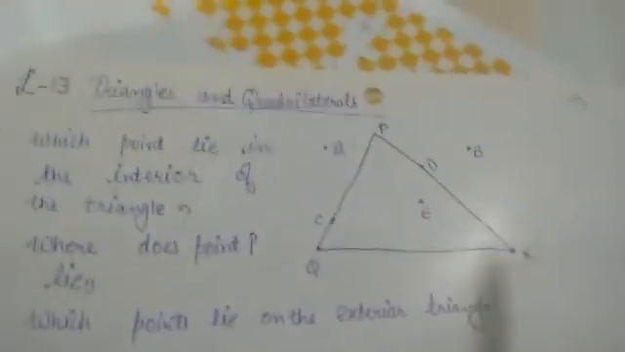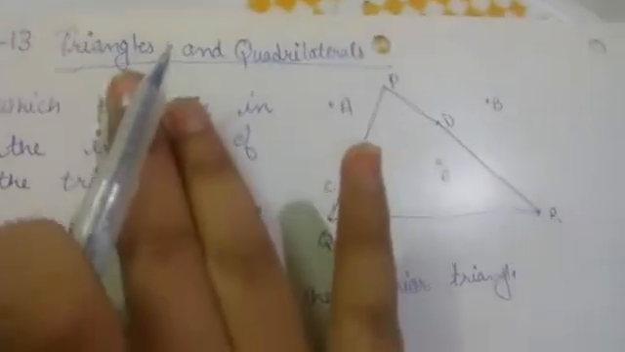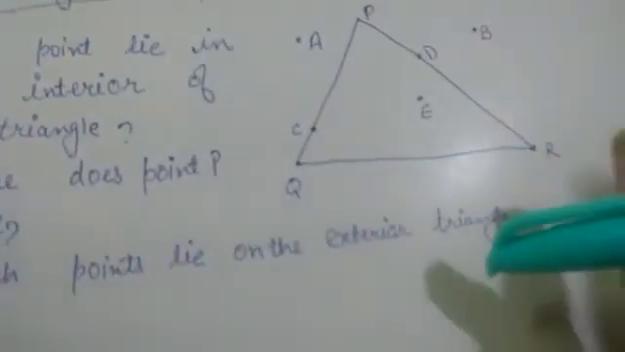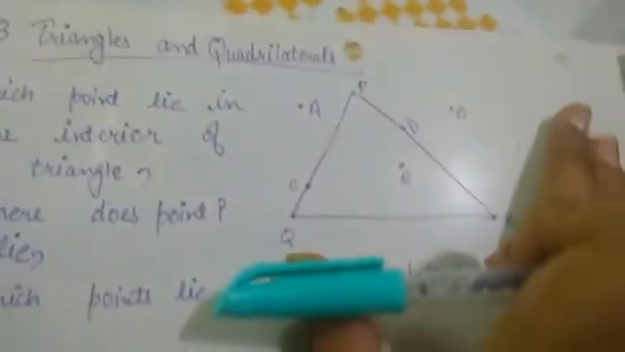So what is this question here? The name of our chapter is triangles. Everybody knows what a triangle means? A three-sided figure like this is known as a triangle. And here one triangle is given to you and three questions are asked.